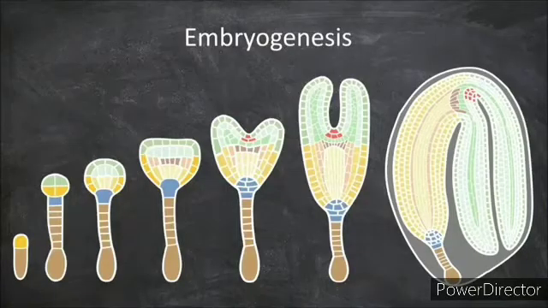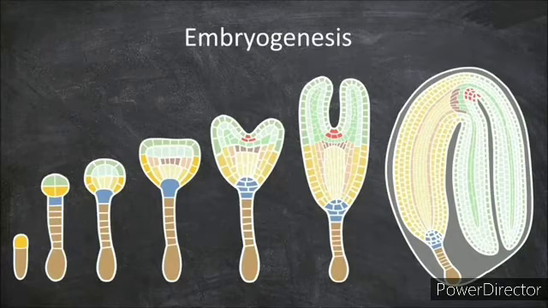After fertilization, the post-fertilization stages take place. These post-fertilization stages are development of embryo, development of endosperm, and formation of seed and seed coat. The development of the embryo is called embryogenesis.